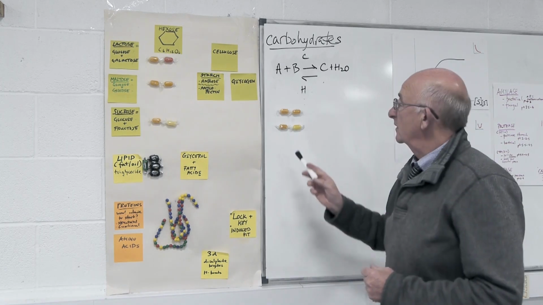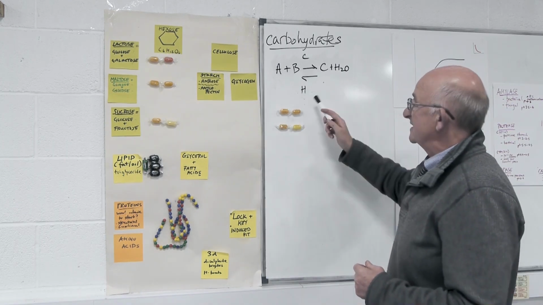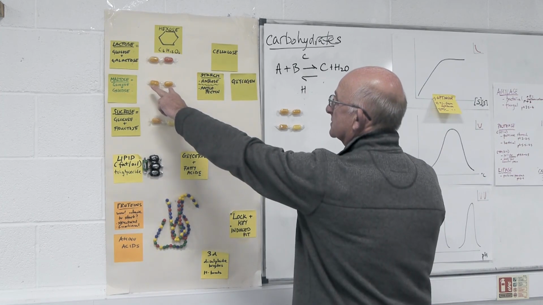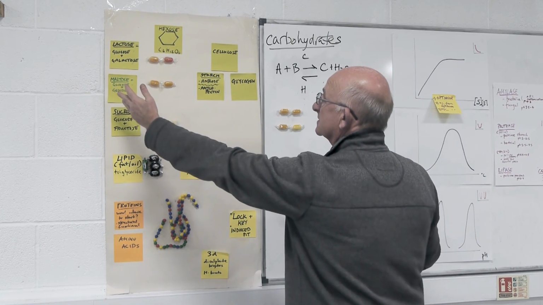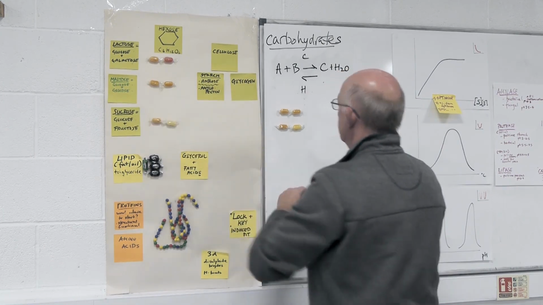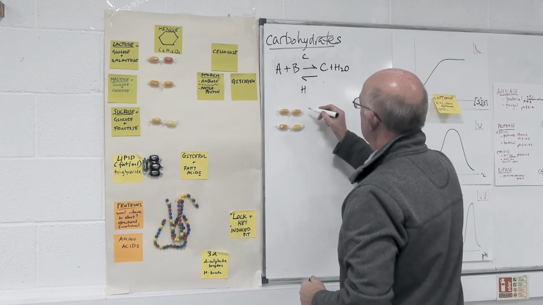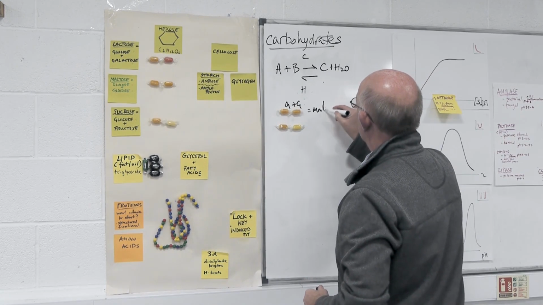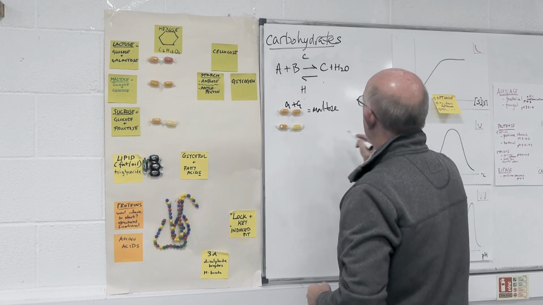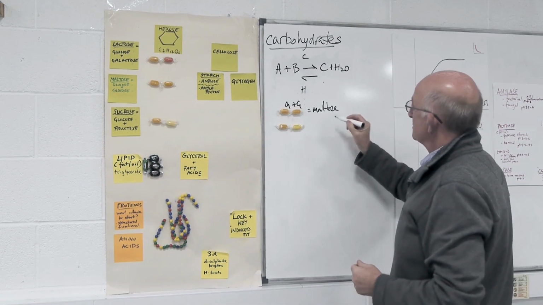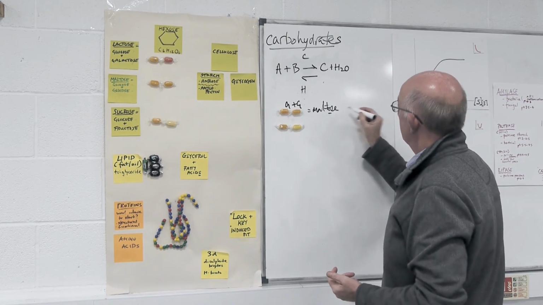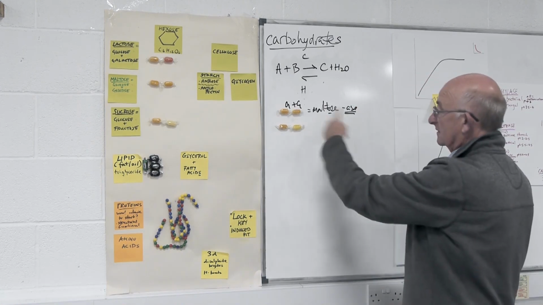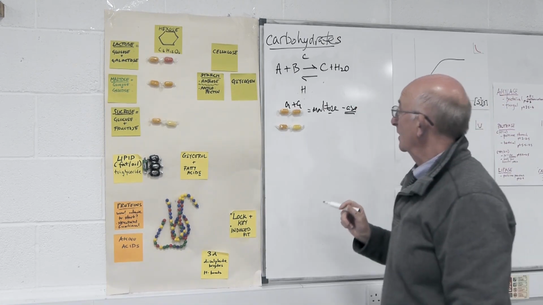Okay, we're just going to have a quick look then at our sweetie model, and here we have two glucose units, actually alpha and two alpha glucose units to make up maltose. So maltose is glucose plus glucose, and that's maltose. Now, to digest maltose, we need an enzyme called maltase. So there we have the naming system working quite well.